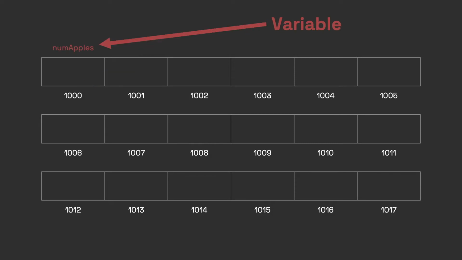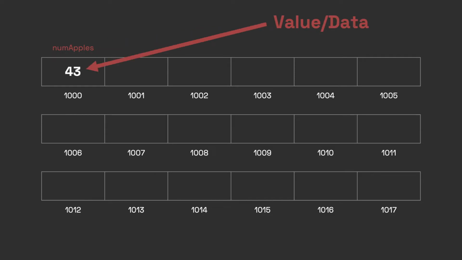Now let's create a variable and let's call it numapples. Right now numapples doesn't have a value just yet, but by creating the variable, it ties the memory location address of 1000 to the variable name numapples. I will talk about data types in a bit, but let's say the variable numapples was of type int, which would represent an integer value. And now let's assign numapples some value of 43. The variable numapples is now linked with the value of 43 because 43 is the value in that memory locker.